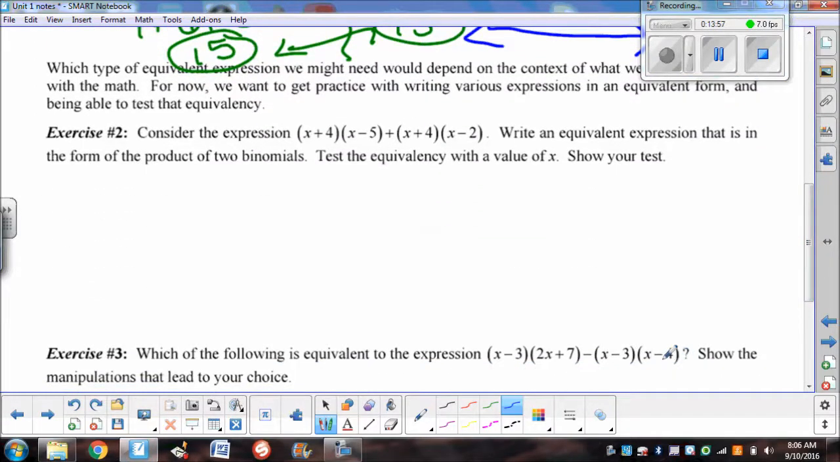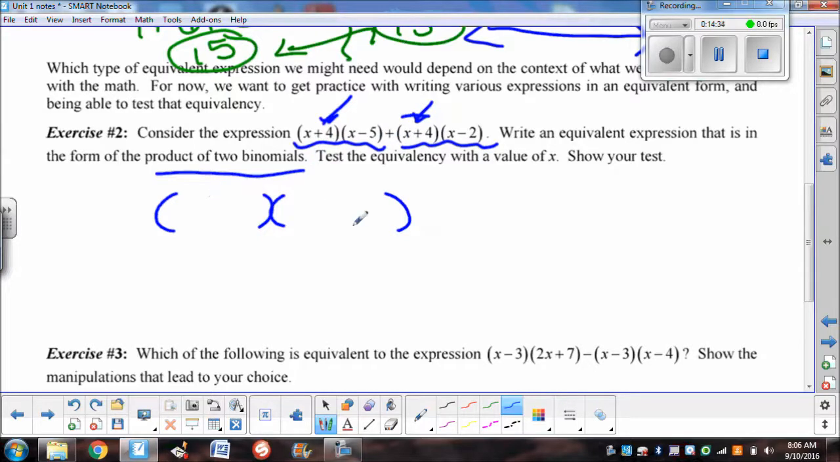All right, so let's take exercise 2 here, and let's get some more practice. Again, when you examine that expression, look for things that are in common. Look for structure. Look for patterns. So when I look at this group, and then that group, what do they share in common? Okay, again, it's an x plus 4. It says write an equivalent expression that is in the form of the product of two binomials. So again, I've got to simplify this crazy expression into two binomials.